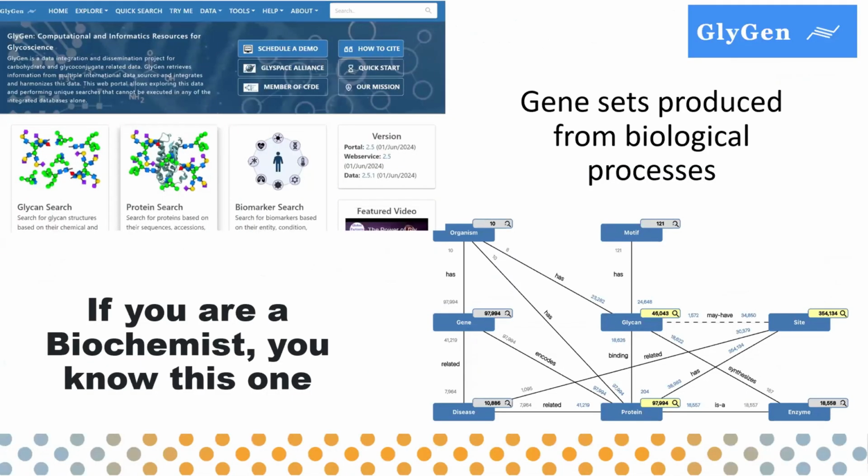A third one is, if you're a biochemist, you might know this one. GlyGen is another example of a resource within the Common Fund data ecosystem. And this is for someone who maybe studied glycosylation. And this is a data aggregator that brings all the different data types across glycobiology together into one place so that you can analyze and use them. But what's great is they also produce things like gene sets linked to biological processes.